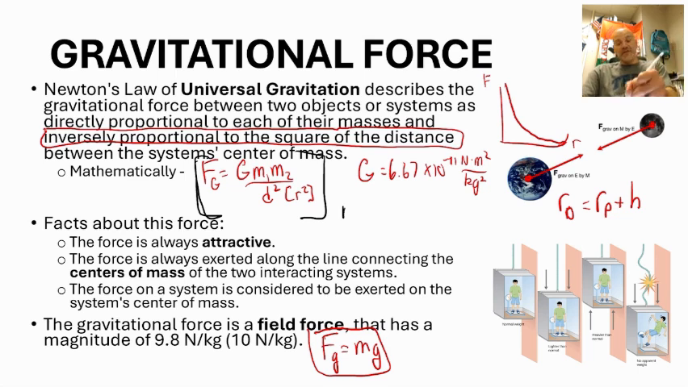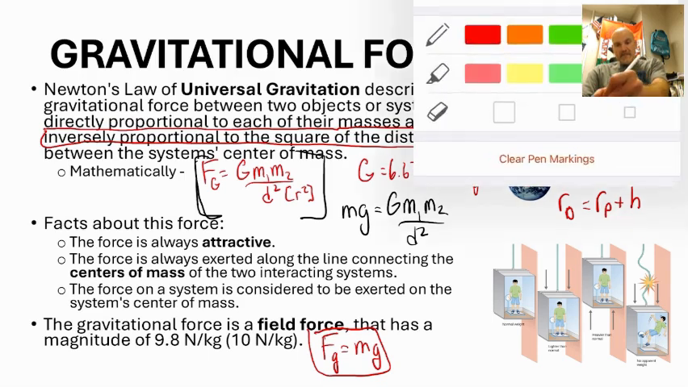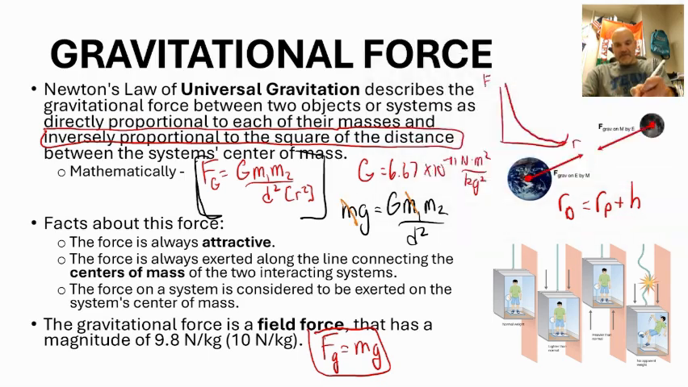You can also use this equation, set it equal to the weight, and then do some canceling, and you can get an expression for the g value on any given planet. In fact, this is what NASA's been doing until they were able to use more sophisticated devices.